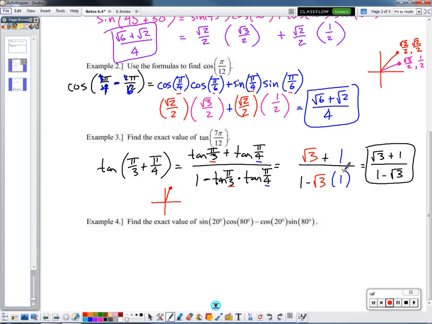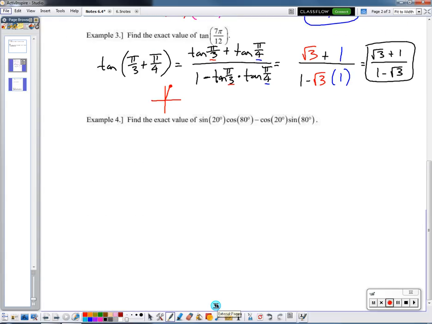Find the exact value of this one. Now here we're actually going backwards, so we're using one of our sum or difference formulas, and we need to go back and see what it would be. Because typically when they give you something like this and these angles do not belong to your unit circle, usually if I take the sum or difference, they will belong to my unit circle.